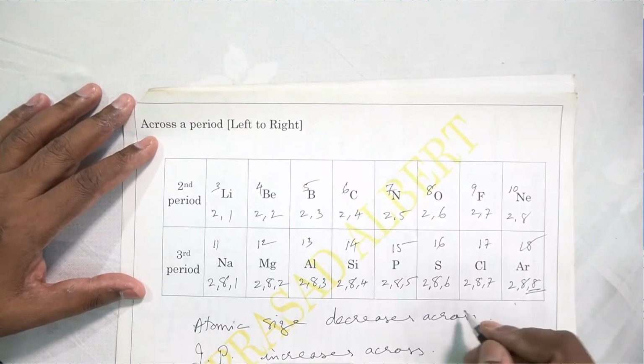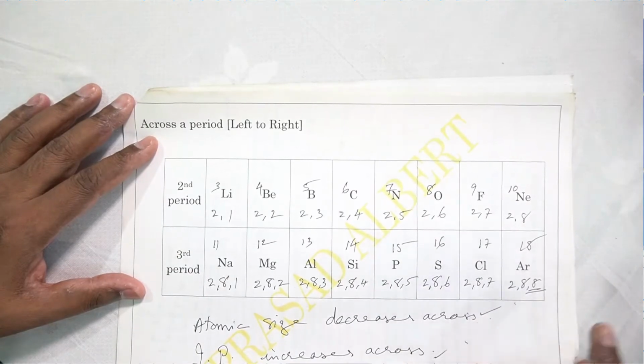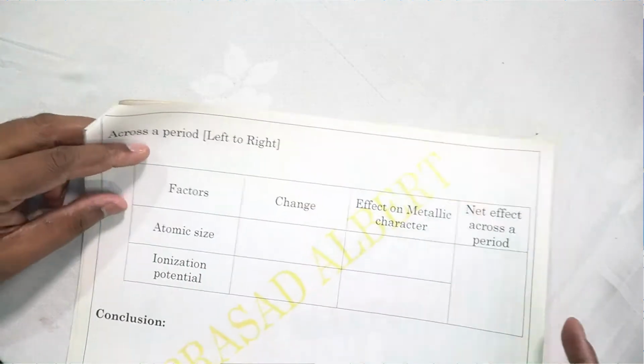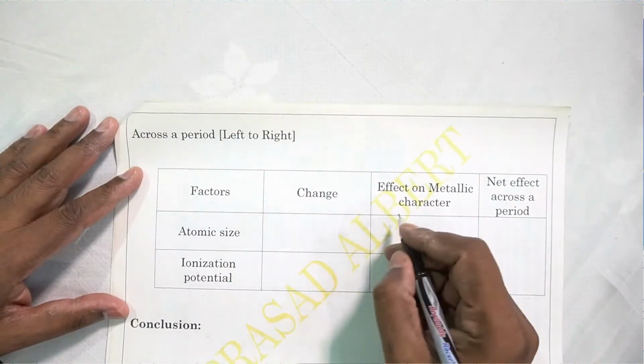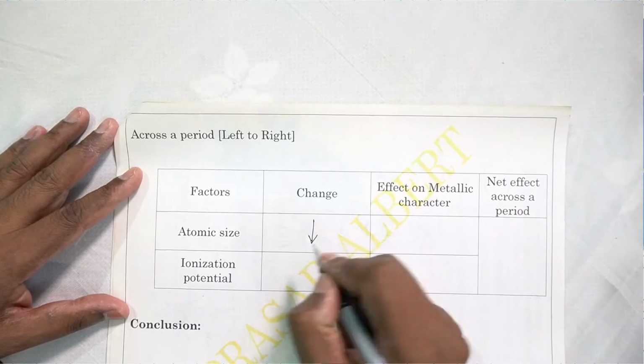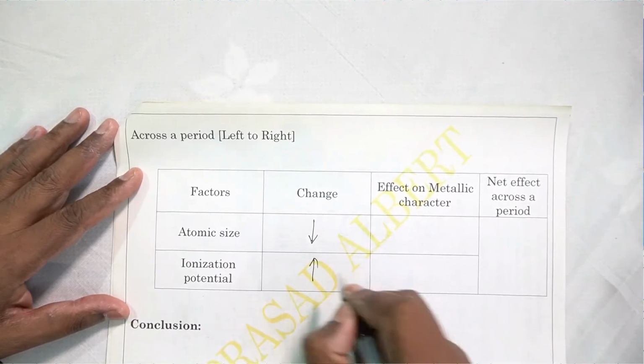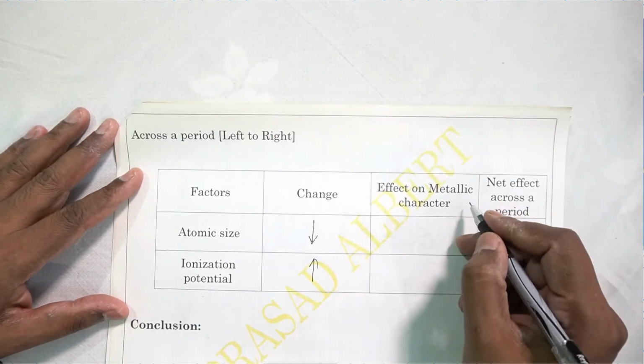So these are the things we have already discussed in the previous videos. Now apply this thing across a period. Let's see how it varies across a period. Across a period we see the atomic size is decreasing, okay, and ionization potential is increasing. This we have seen. So how does this affect the metallic character?